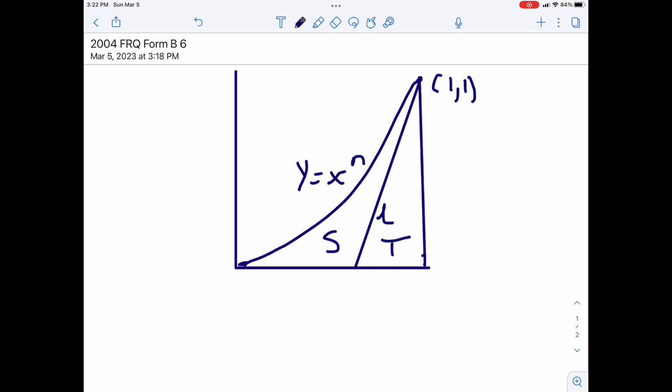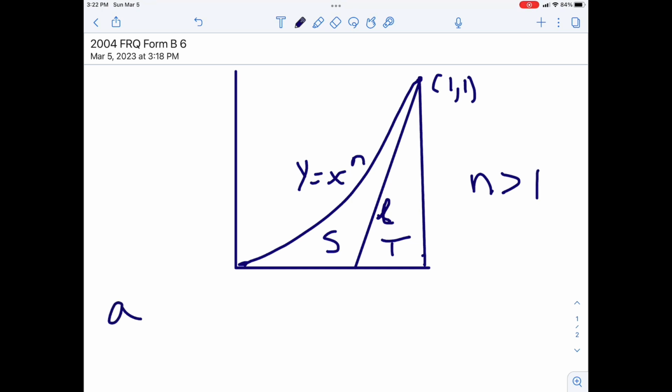So the question says, let L, which is this line here, be the line tangent to the graph of y equals x to the n at the point (1, 1), where n is greater than 1 as shown above. So I'll just write n is always greater than 1.